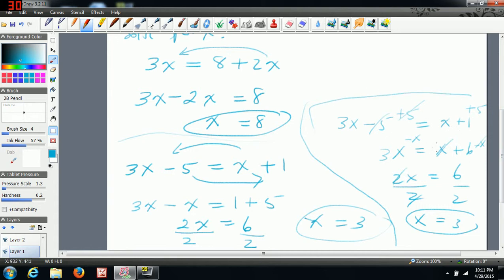Some people prefer this way. I myself prefer this method right here. I like to move things when it comes to adding and subtracting. I just like to move things over, just change the signs. I find that a lot easier. And then when it comes to multiplying or dividing, whatever you do to one side, you do the same thing to the other. Okay, or you can follow this way. So that would be up to you. Okay, let's try a few more examples.